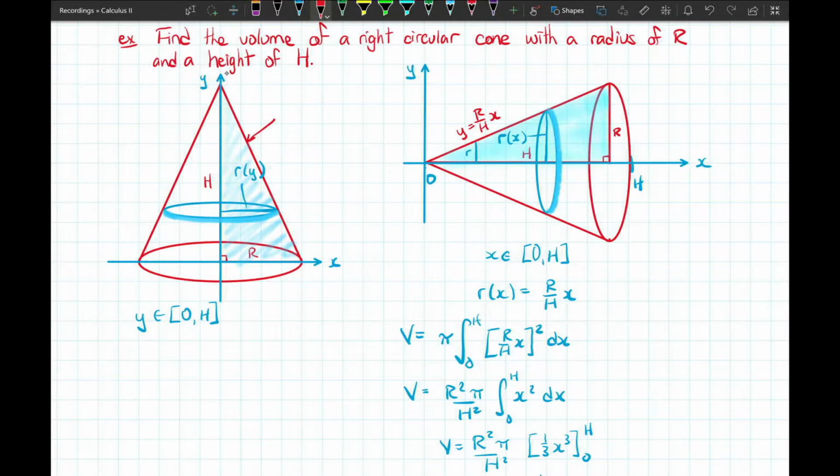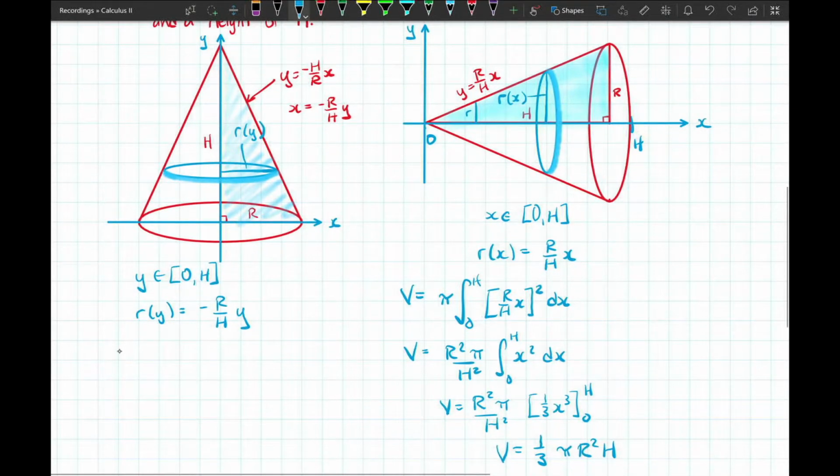So we see that this is going to have a negative slope. It has got a rise of negative h and a run of r. So we can say that this function is y equals negative h over r times x. But what we really need is to have x in terms of y. So that means that our radius r of y, since it's going from x equals 0 to x equals negative r over h times y, is simply going to be the distance negative r over h times y.